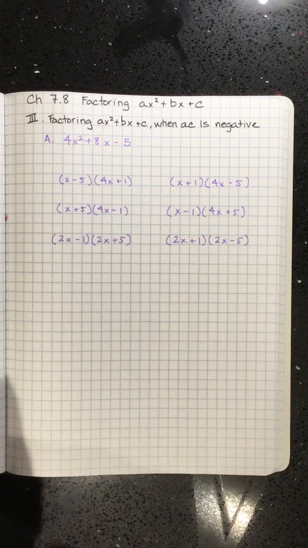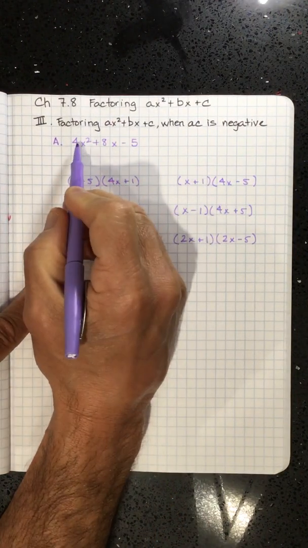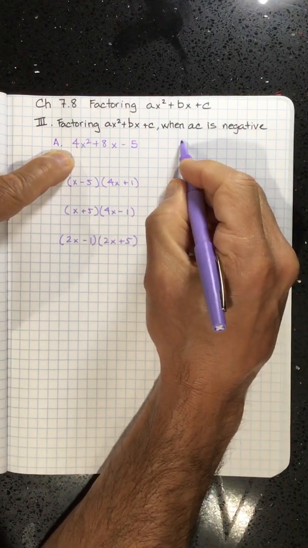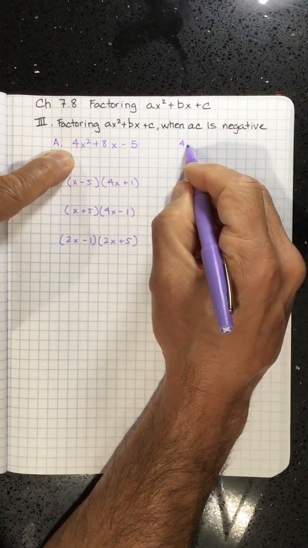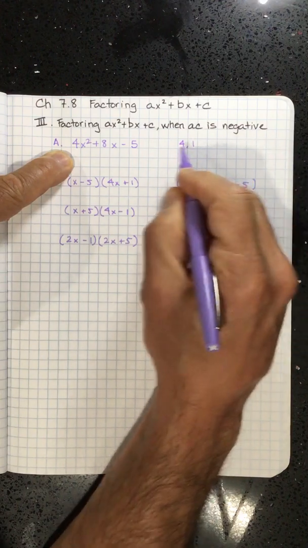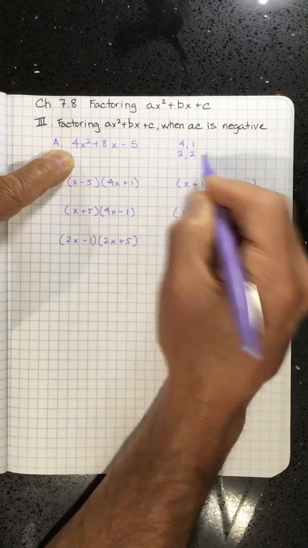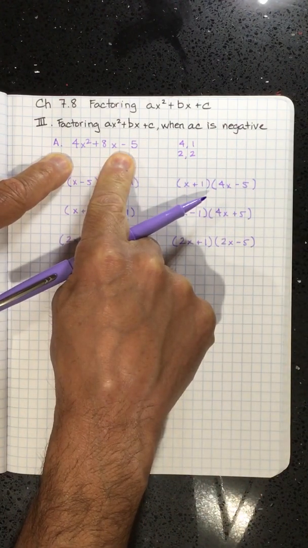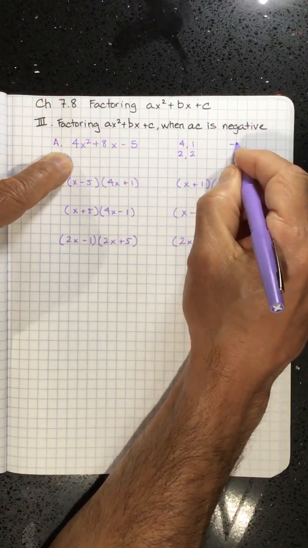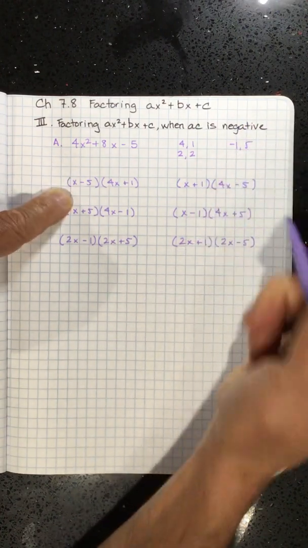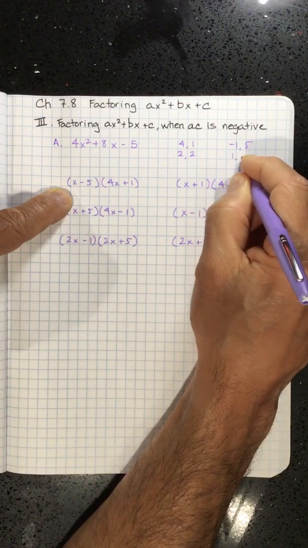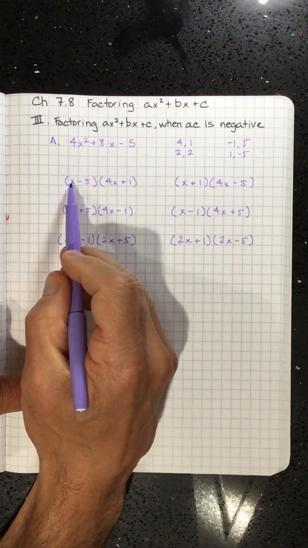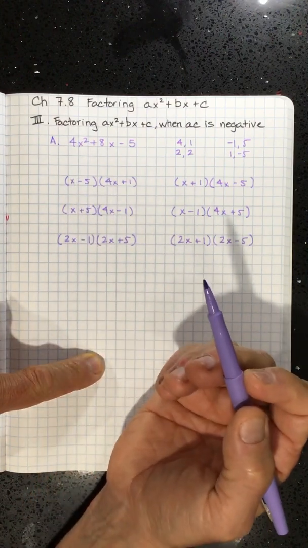So the first thing we have to do is talk about the factors of 4. 4 is a positive, so we're looking at 4 times 1 and then 2 times 2. Then we have to consider the factors of negative 5. Those factors will be negative 1 and 5, and then the opposite of that, which is 1 and negative 5. So these numbers will go where we see A and C.